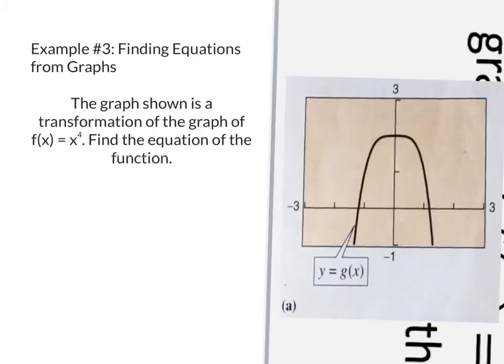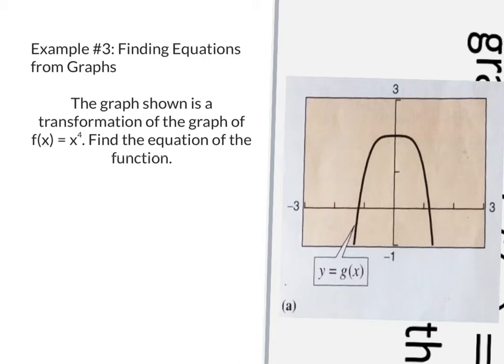All right, so with example 3, sorry, I had to think about it. It says the graph shown is a transformation of the graph of f of x equals x to the 4th. Find the equation of the function.